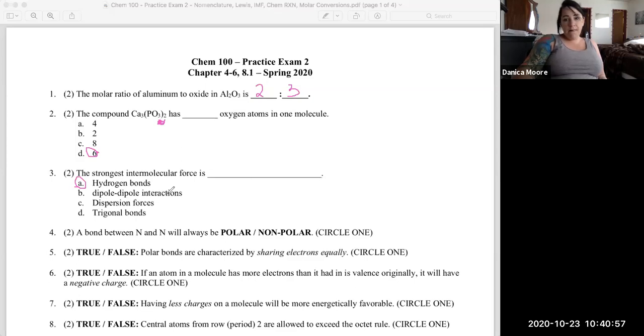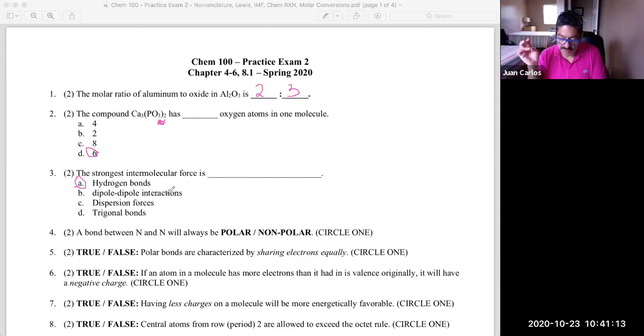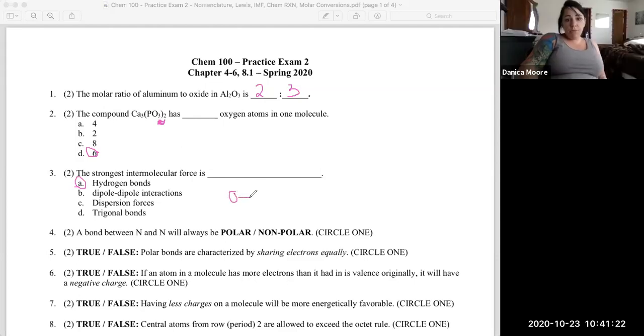Everybody cool with that? So if we're ranking strength of intermolecular forces, the strongest is always hydrogen bonds, then dipole-dipole, then dispersion is the weakest. And Professor, hydrogen bonds will be only hydrogen with oxygen, fluorine and nitrogen, right? Correct. So you can only have hydrogen bonds when you have these particular bonds in a molecule. Okay.